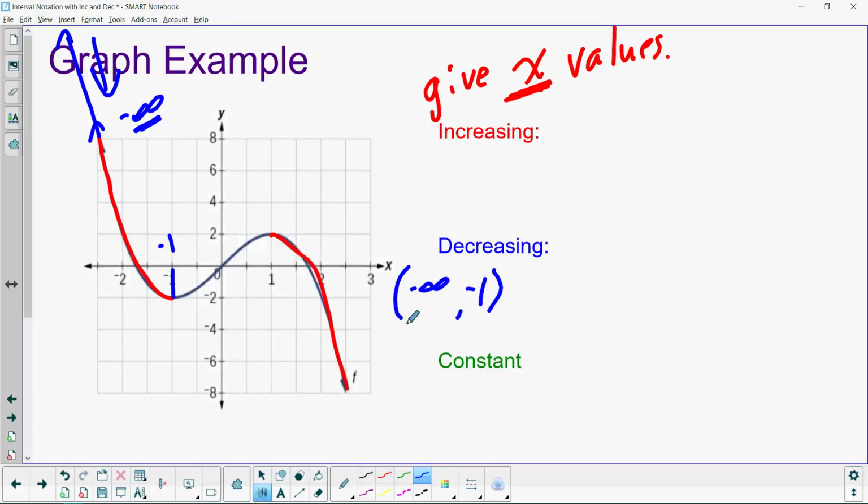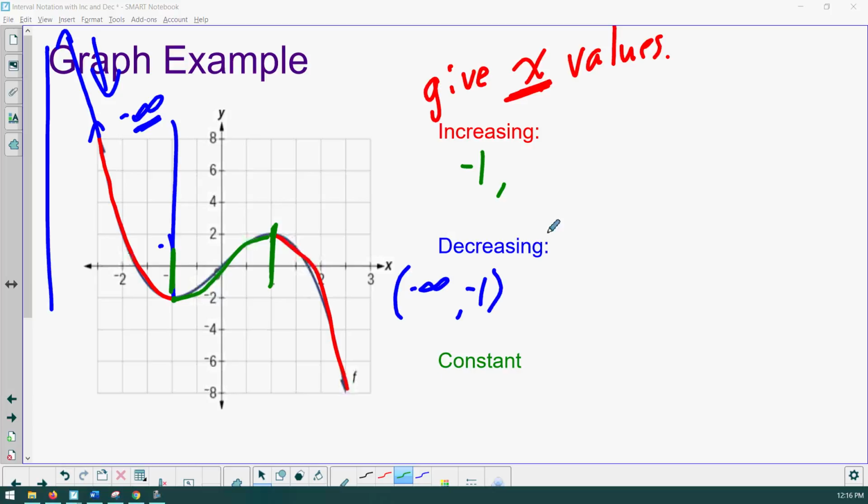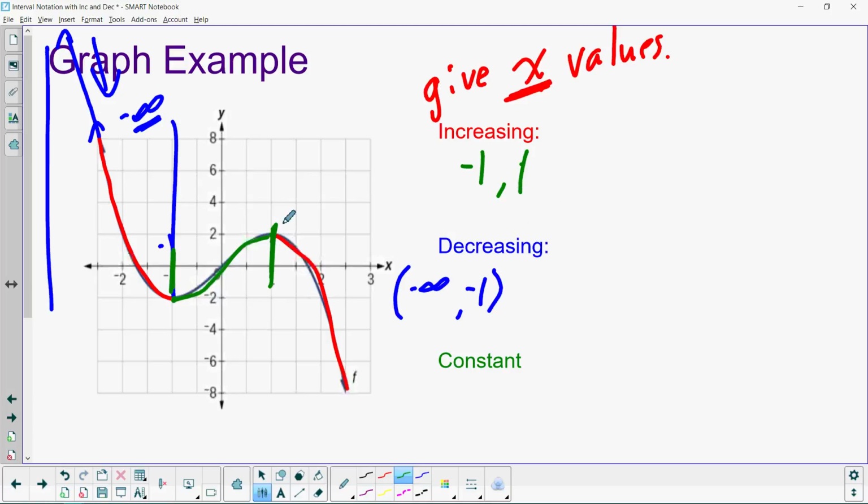Okay. So we've said this section here is decreasing. This section here in green is increasing. And we want to say from here to here. So we're looking at the x-axis again. So this switches to increasing at -1. And it goes up, up, up until we get right here. And this lines up with +1. Okay. These are both going to get parentheses because technically at the top here, we're not increasing.